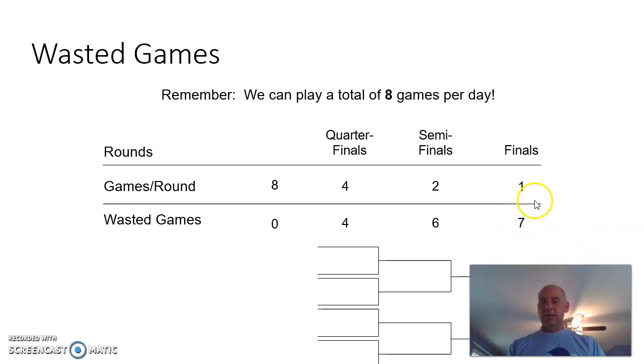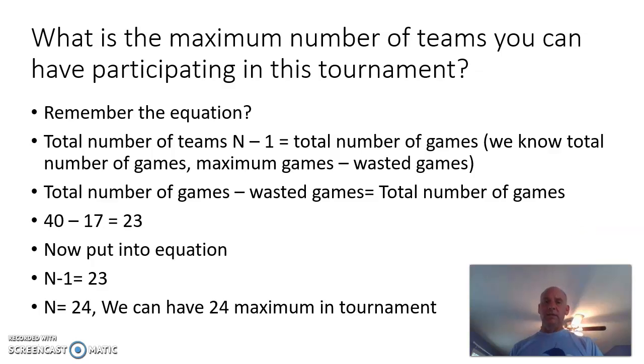Okay, hope you can see that. All right, so think about how many games are going on that day. Just 1 on the finals day. 7 wasted games because we have 8 slots based upon the number of hours and the number of fields. For the semifinals, we have 6 wasted games because we have 4 teams playing, but there's only 2 games. Okay, and I'll show you what this looks like as we move on. Okay, so hopefully you get that. Now we have 17 wasted games.